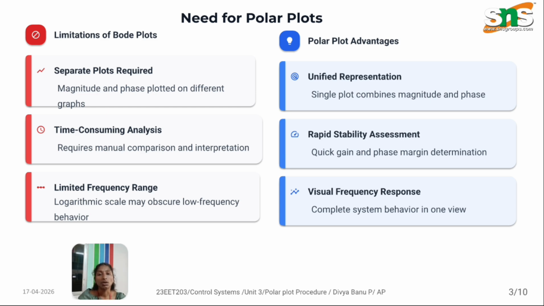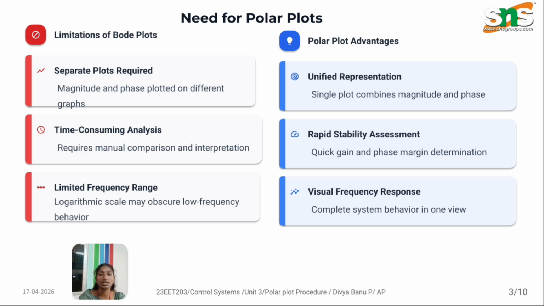Then this is rapid stability assessment, like quick gain and phase margin determination, and visual frequency response, like complete system behavior in one view. That is, in which plot it comes and which order it is. Here we can easily assess whether the plot that we draw is right or wrong. Based on the order and type of the system, we can analyze in which quadrant our values should be.